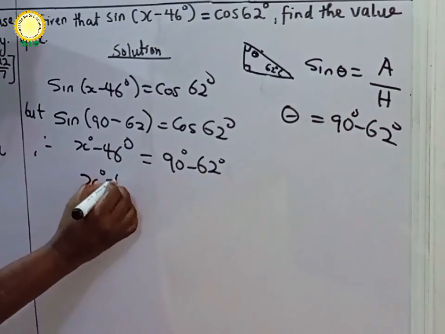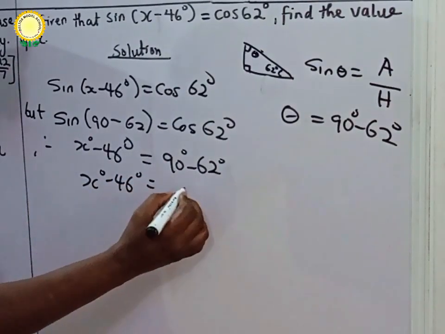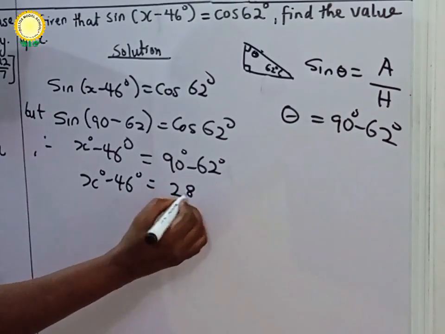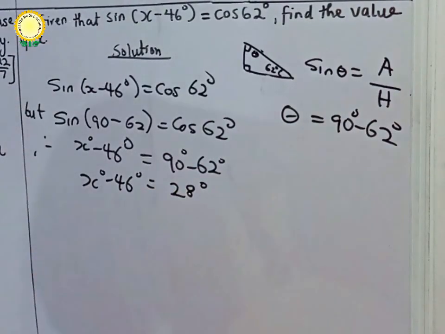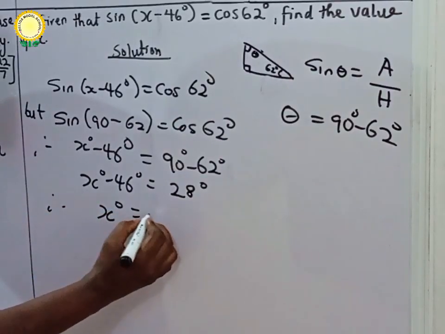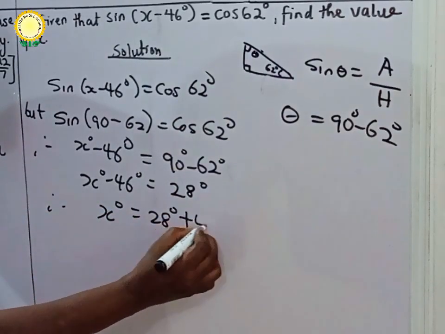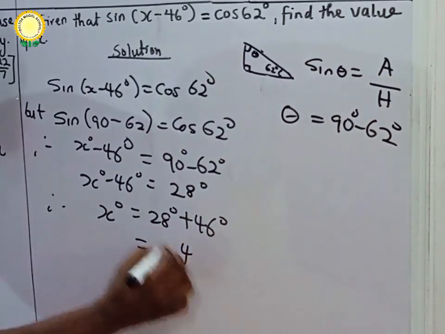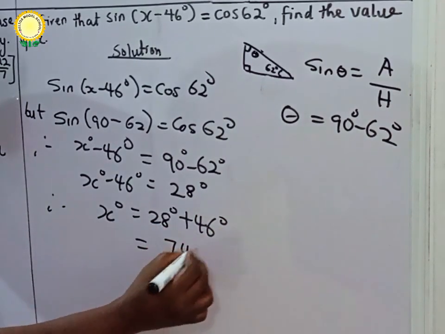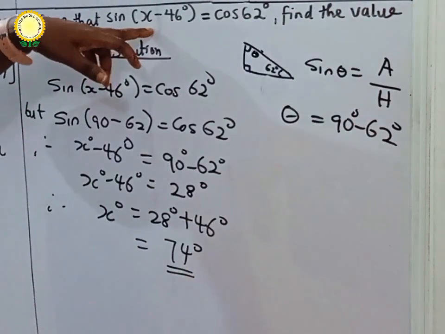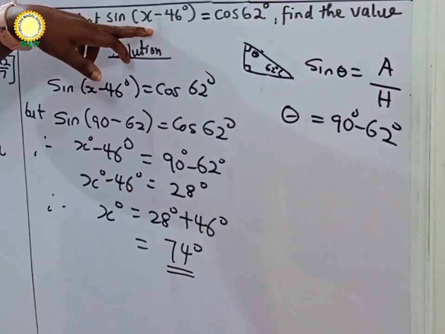What is 90 minus 62? That is 28. So we have 28 degrees. Therefore, x equals 28 degrees plus 46 degrees. That will give us 74. So x degrees is equal to 74 degrees. So what we have here is 74.